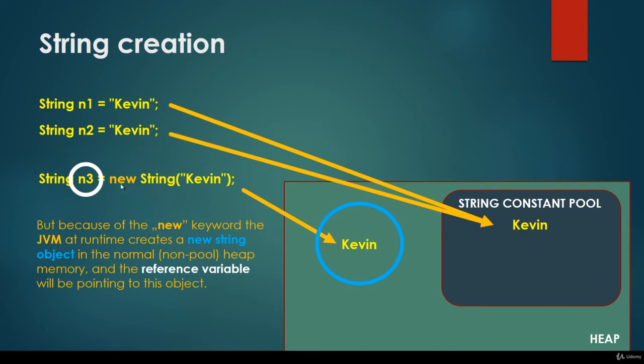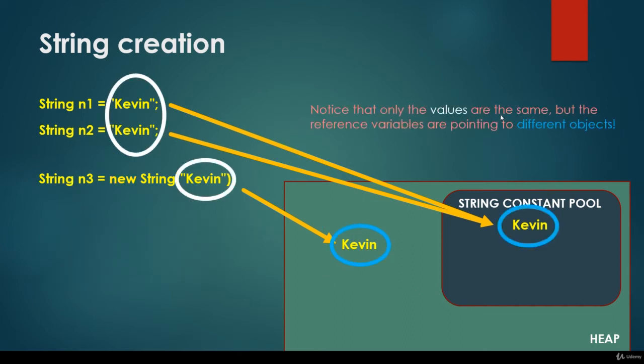So this is why it is crucial that if we use the new keyword, then the Java Virtual Machine is going to check the string constant pool. If the given value is not present in the constant pool, then the Java Virtual Machine is going to create a new object. And because of the reference, the Java Virtual Machine is going to create another object outside the string constant pool in the heap memory. Notice that only the values are the same, but the reference variables are pointing to different objects.